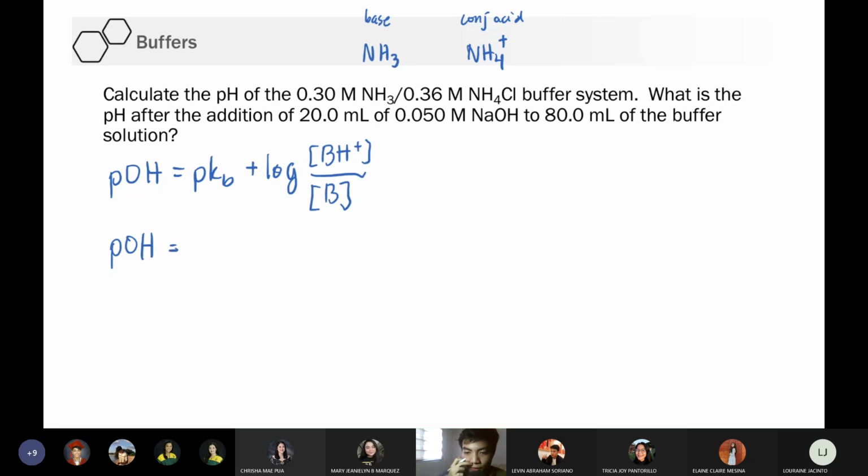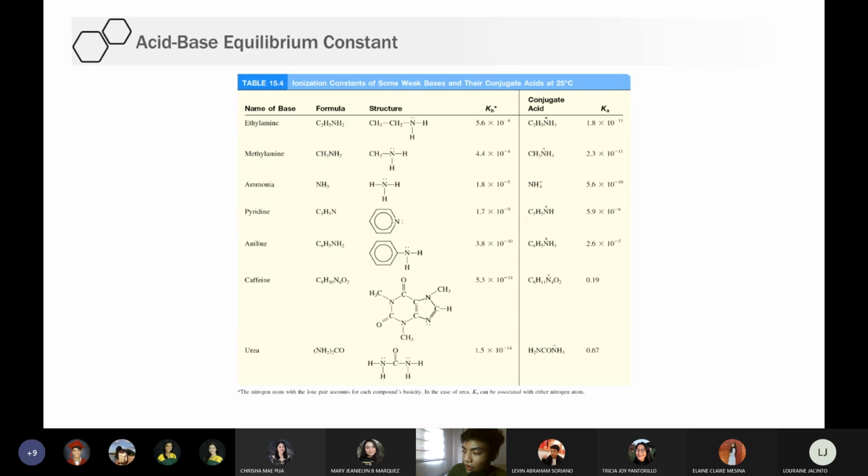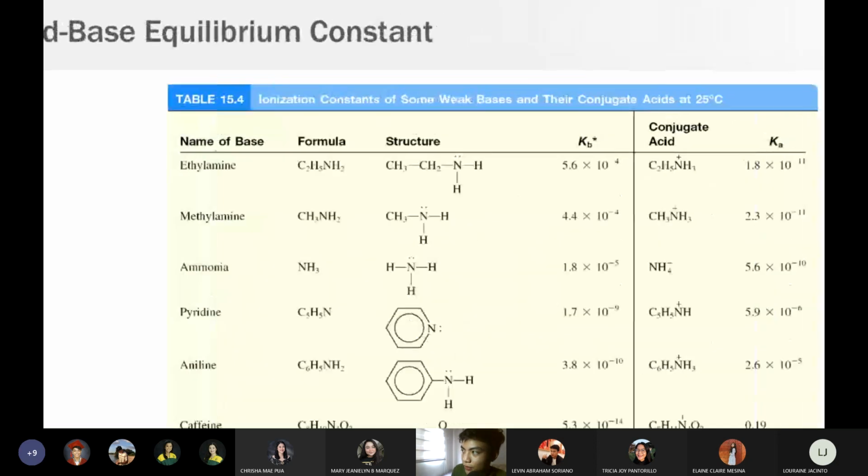pOH. Ano yung pKb? That's the negative log of your Kb. Ano yung Kb for ammonia? Hindi ko kabisado yan. Titingin tayo sa table. Ito. So, ito yung Kb. Listahan ng Kb natin. Hanapin si ammonia.